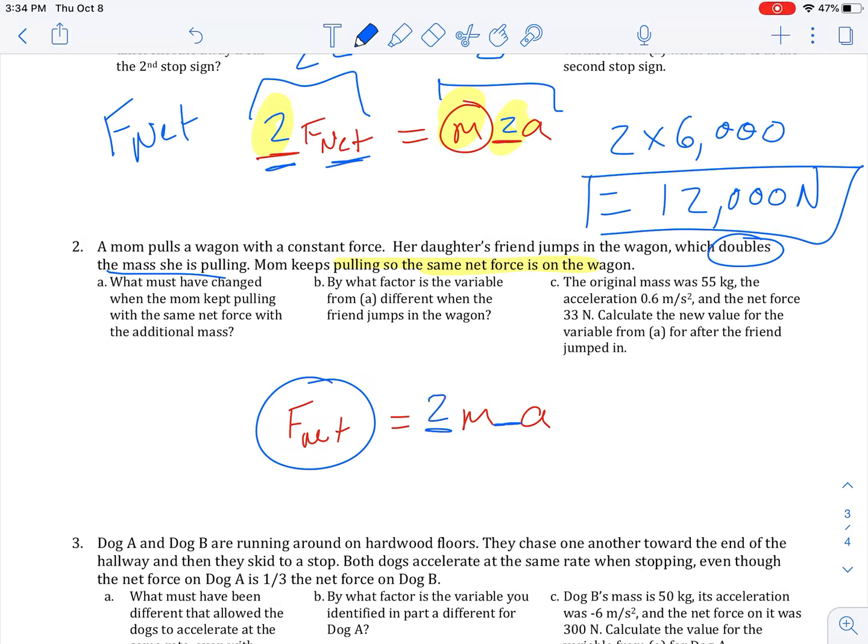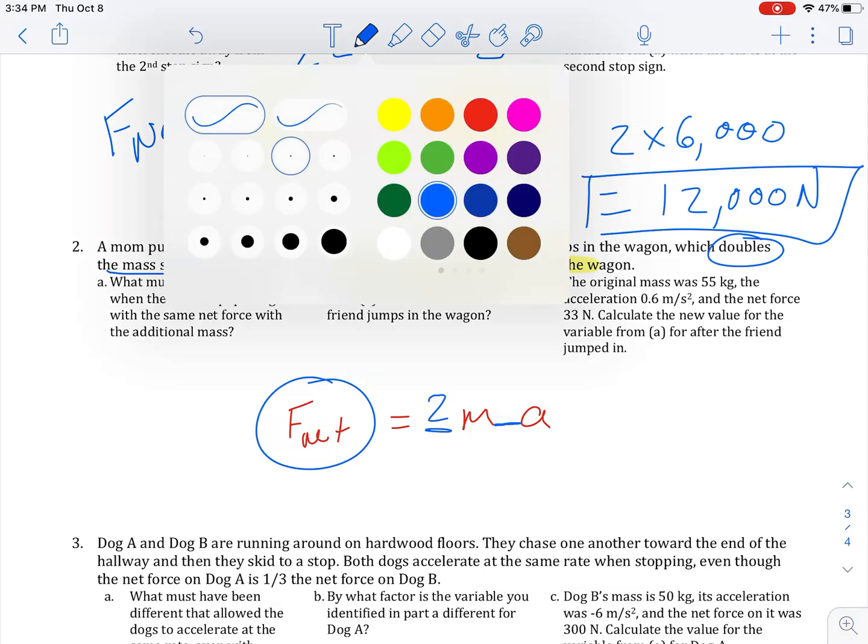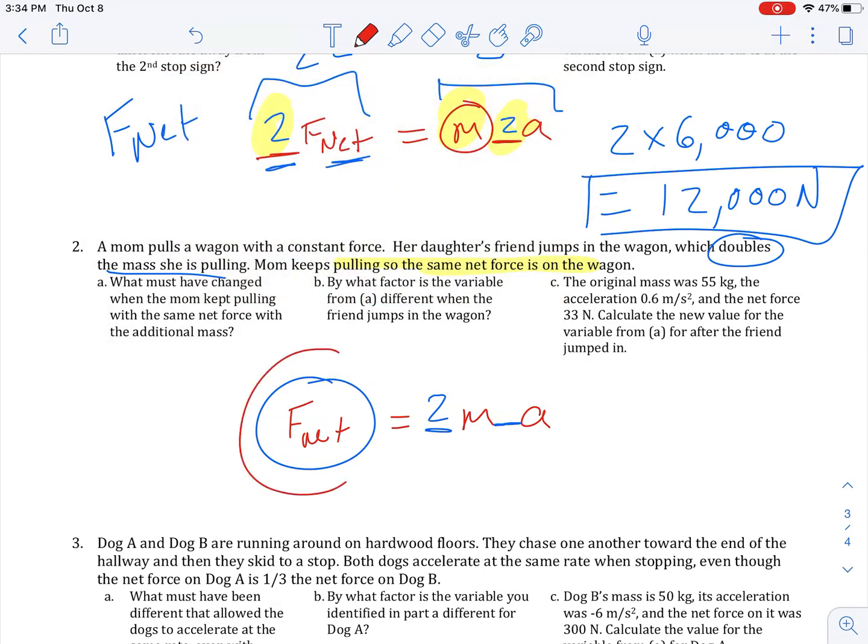Now, this is the kind of problem that often confuses people. Often people make a mistake, don't do this, and they say, oh, I doubled mass, I'm going to double acceleration. But that's not what you need to do. And here's why. Because what happened on this side?